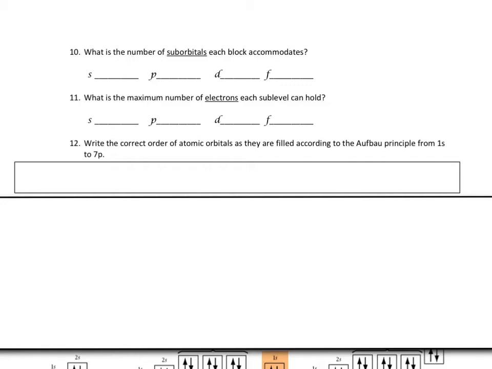Number 12 we just answered previously, but I'll remind you again. This is the correct order in which the atomic orbitals will fill, according to the Aufbau principle, going through the periodic table from left to right, row by row.